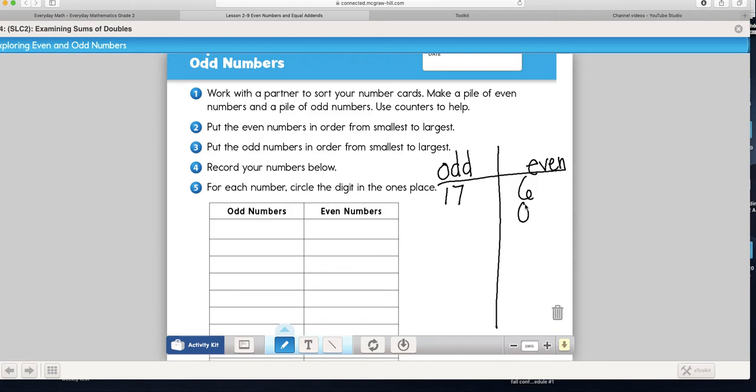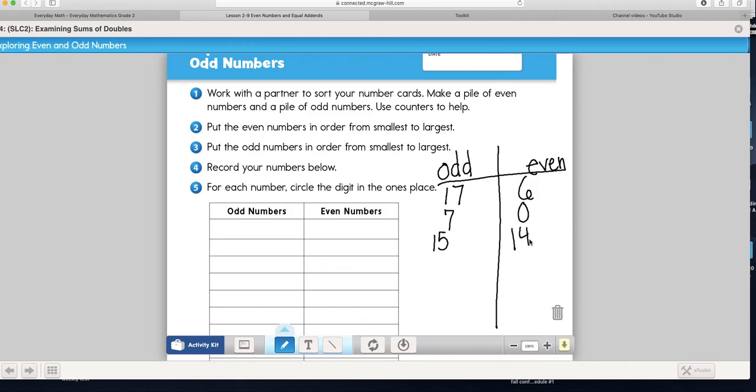All right, my next number is going to be the number 7. Is 7 going to be an even or an odd number? Jamie, what do you think? Odd. Okay, very good. I'll put it over here on my odd side. Then I have the number 15. Is 15 going to be an even number or an odd number? What do you think, Alina? Odd. Very good. I'm going to write it over here on my odd side. 14. Is 14 going to be an even number or an odd number? What do you think, Levi? Even. Very good. It's an even number.